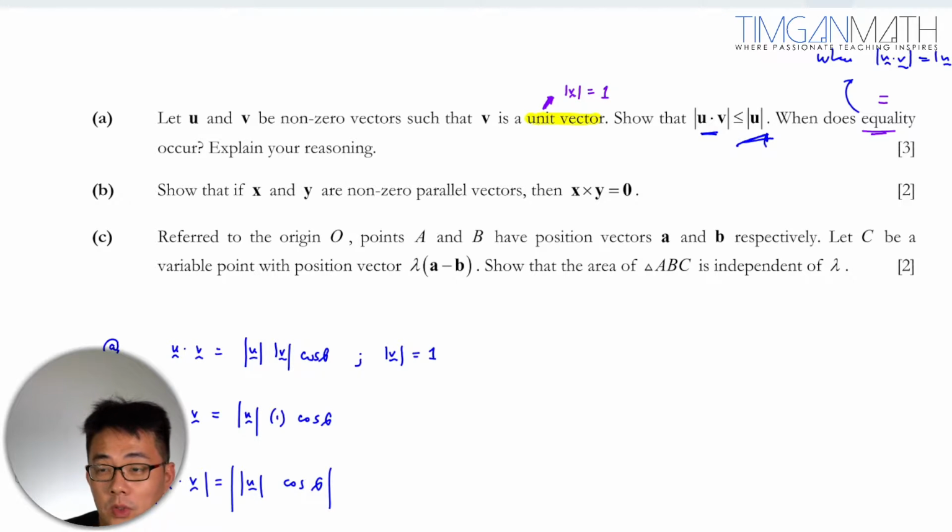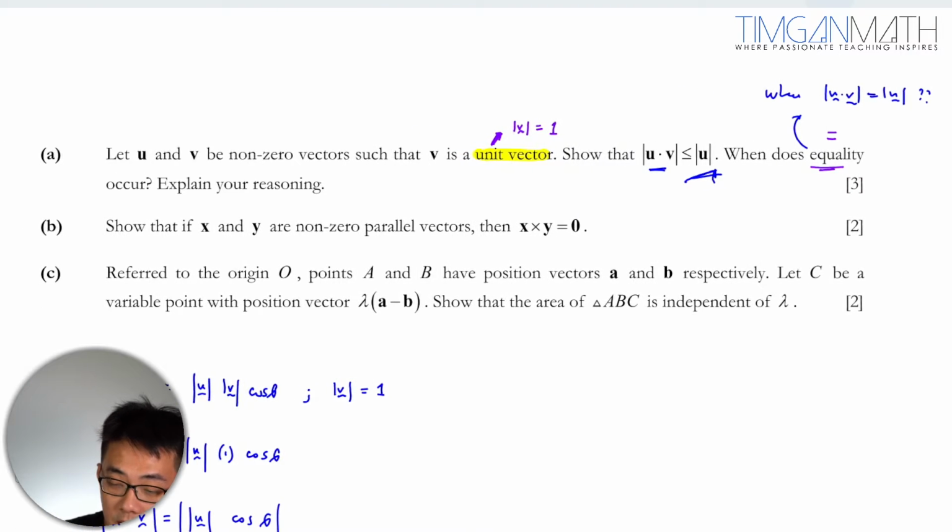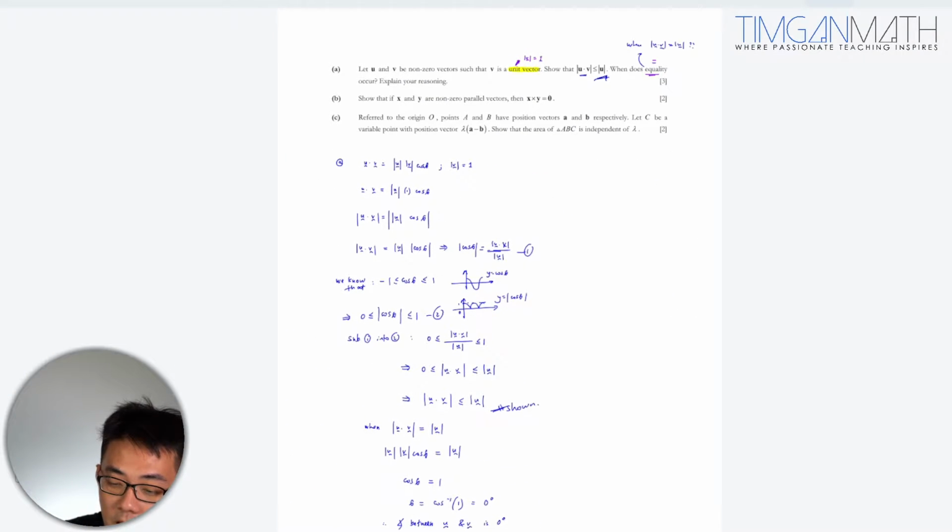So let's look at part 2. Show that if x and y are non-zero parallel vectors, then the angle between x and y is equal to 0 degrees. Okay, great. I think this is pretty okay. There are a few ways of showing this.